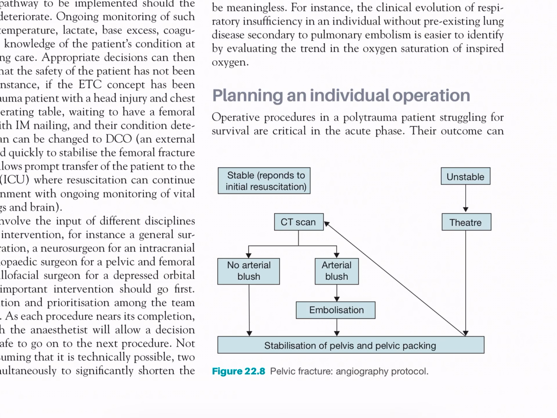Over here, figure 22.8, pelvic fracture angiography protocol. First, it starts with stable, left side above, stable response to the initial resuscitation, and then unstable patient move to the theatre, and stabilization of the pelvis and pelvic packing is done. It is then taken for CT scanning. If the patient is stable, directly CT scanning is done. If there is no arterial blush, then again stabilization of pelvis and pelvic packing is done. If there is arterial blush, embolization is done. Again stabilization of the pelvis and pelvic packing is done. This is the protocol for pelvic fracture angiography.